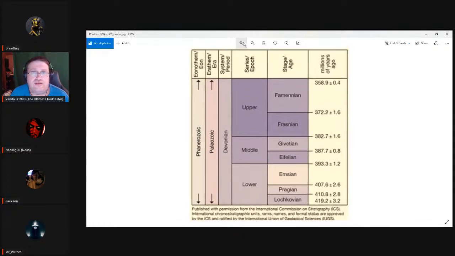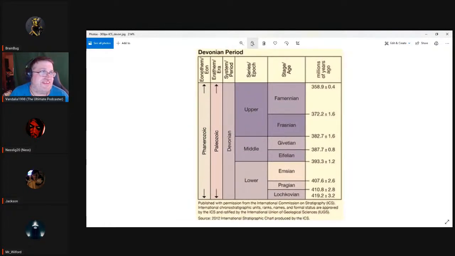Nice. So I was wondering, with all these different eons, eras, periods, epochs, and ages, where would the transition of the tetrapod happen on here? I think that was Famennian. Okay, so I think it was, or no, maybe it was Eifelian.